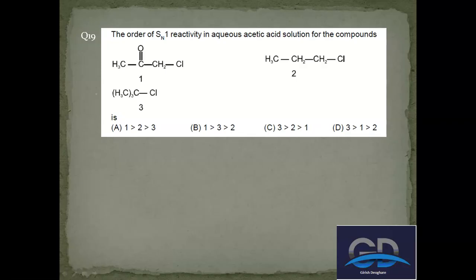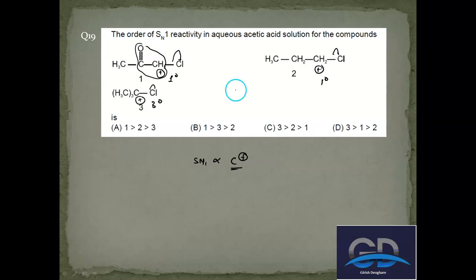Question number 19. The order of SN1 reactivity in an aqueous acetic acid solution for the compounds is. Now we know that the rate of SN1 reaction is directly proportional to the stability of the carbocation. So we just have to check the stability of the carbocation. So let us remove the halide from all of them and create a carbocation. So this goes, this and this. So clearly in the third one we have a 3 degree carbocation. Right, in the second one we have a 1 degree carbocation, and in the first one we have a 1 degree, but that is resonance stabilized.